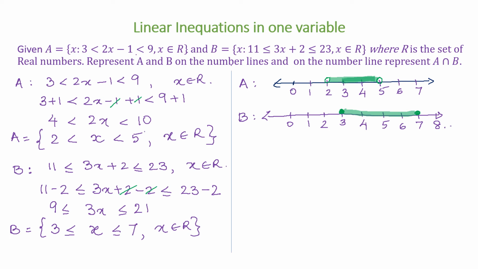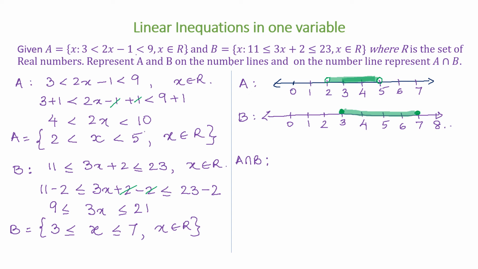Now I have found out what is A and what is B. I have to find out A intersection B. So this is A intersection B. Let me write down what is A intersection B. A intersection B is going to be whatever is common in both A and B, which is there in A and B. So you observe here, from 3 onwards up to 5 is what is common.